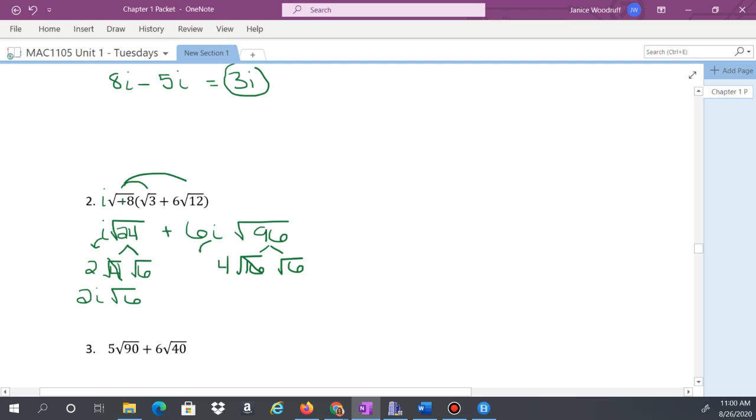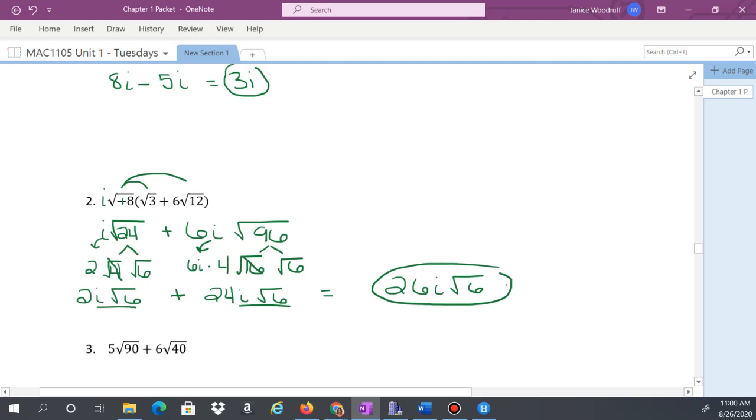And then bring down anything in front. So that's 6i times 4 in front here. So that 6i times 4 would give us a 24i radical 6. And there's a plus sign in between. And then the like terms, you've got 2i radical 6 plus 24i radical 6. The endings are exactly the same, the i radical 6, so you can add the 2 and the 24. So that would give you a 26i radical 6. Correct. So you can multiply anything under the radical, but adding and subtracting, the numbers have to be the same.